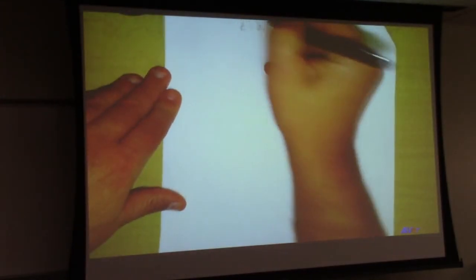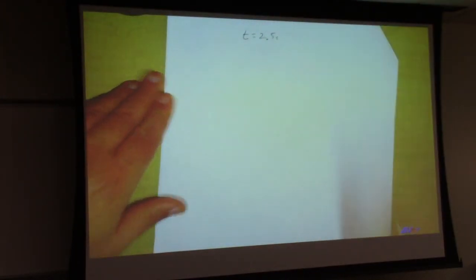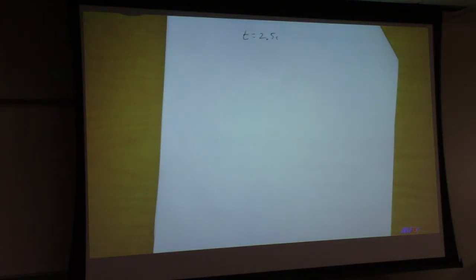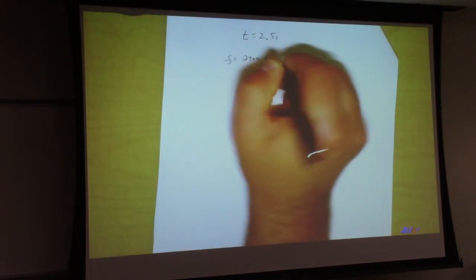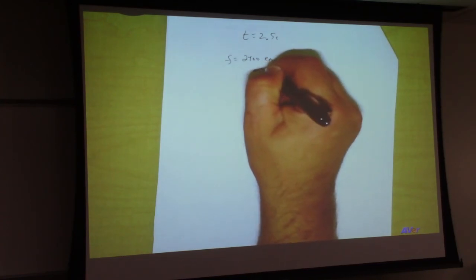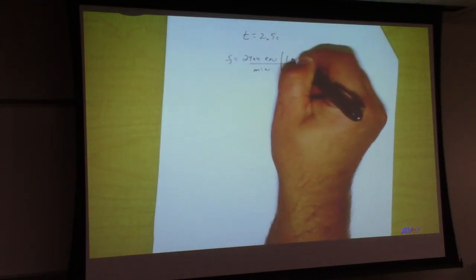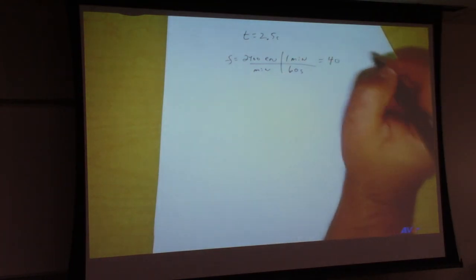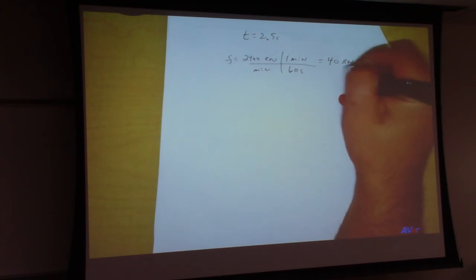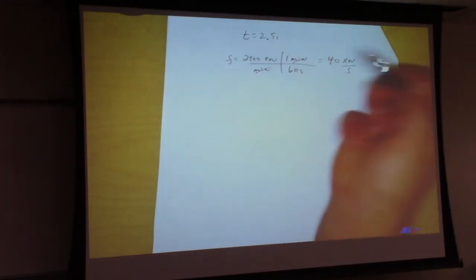We have to get used to these different variables that we just got today. So it takes 2.5 seconds, and we've got this number to work with, 2,400 RPMs. Remember what that is: it's the frequency, just not in SI units. This is revolutions per minute. We can use 1 minute is 60 seconds, so this will give us 40 revolutions per second, because the minutes cancel out.